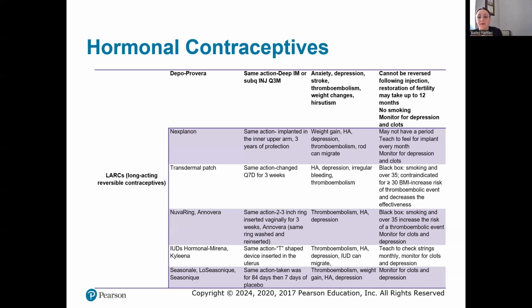A lot of people have, of course, the IUD can migrate, headache, depression, thromboembolism. So monitor for clots and depression. With the copper IUD, you really need to have a discussion. I feel like with both IUDs, you need to talk to them about how it works and why it works. There's lots of things that can go wrong. With a copper IUD, you do have an increased risk of bleeding, especially during your period. Like the cramps are out of this world.